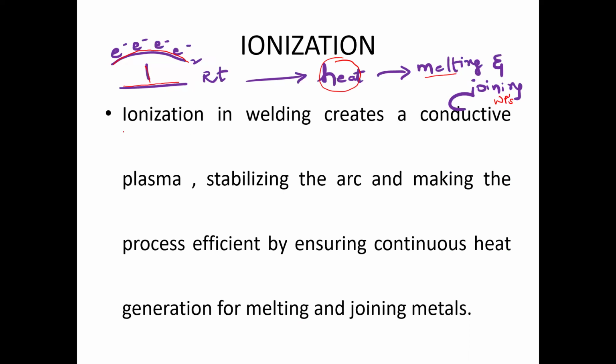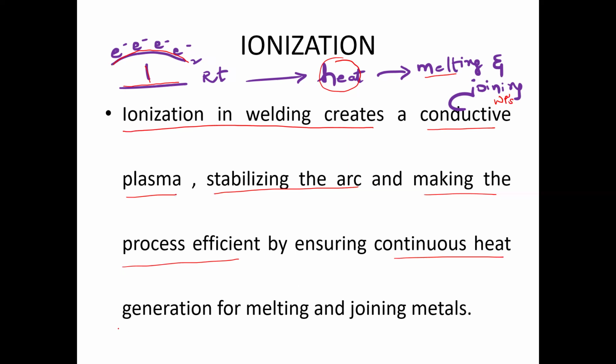Yeah, that's the line they have written. Ionization in welding creates a conductive plasma in between those two workpieces, and we have some heat energy now stabilizing the arc and making the process efficient by ensuring continuous heat generation for melting and joining the metals. That's it. If you can remember, you can write it, or else you can write these three lines: I square RT, heat energy generation, melting and joining of workpieces is happening.